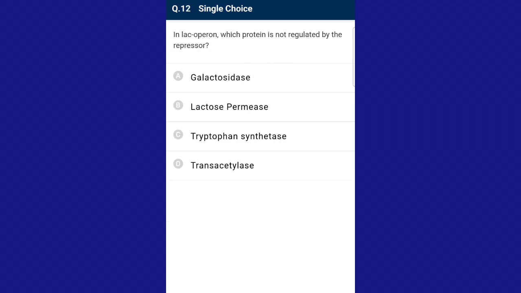Question number 12. In lac operon, which protein is not regulated by repressor? Lac operon consists of three structural genes such as Z, Y and A. Gene Z synthesizes enzyme beta galactosidase which breaks lactose into glucose and galactose. Gene Y synthesizes enzyme lactose permease which increases the membrane permeability for lactose. Gene A synthesizes enzyme transacetylase which degrades the galactose. So the answer is option C, tryptophan synthetase.